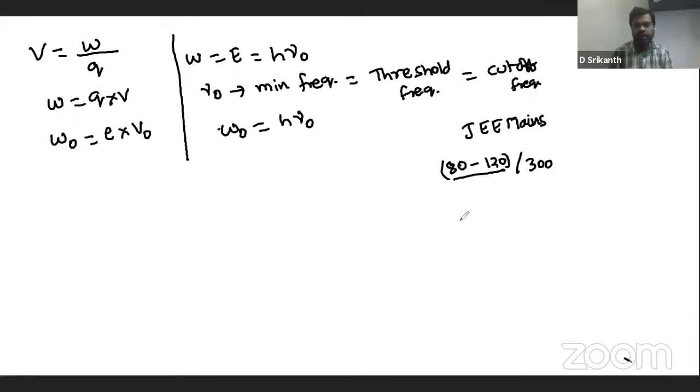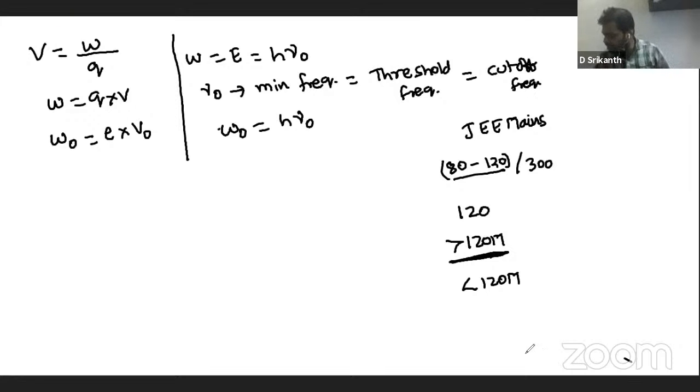Eighty to 120. That means in this cutoff mark, suppose the cutoff mark is 120, the student who got greater than 120 marks in the JEE Mains, they will say that the student is qualified. This is only for qualifying mark only. The student who got less than 120 marks, they will say that the student is not qualified.